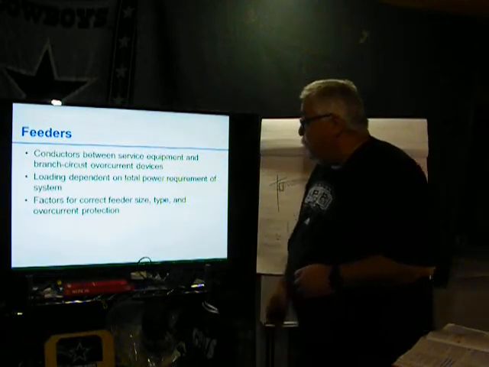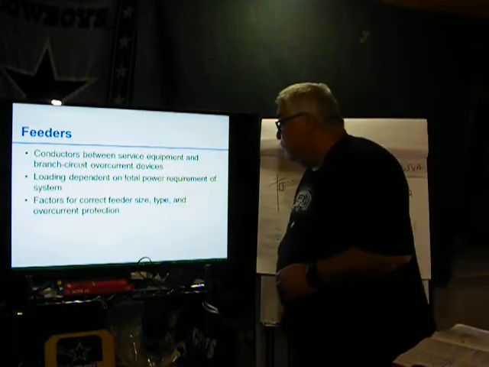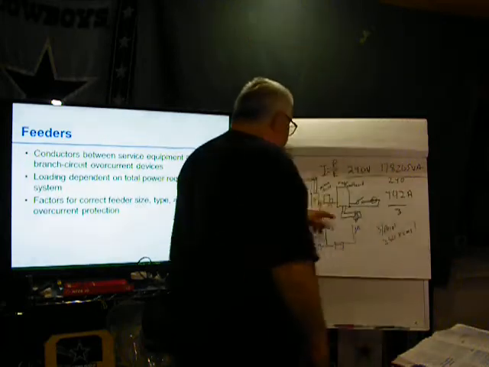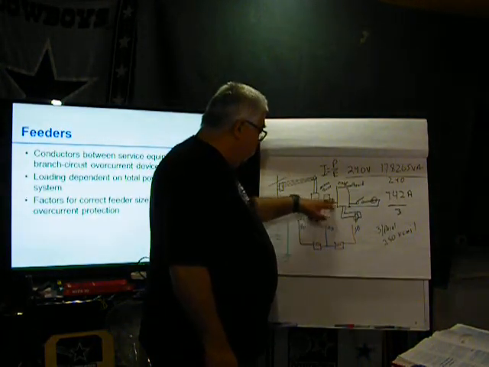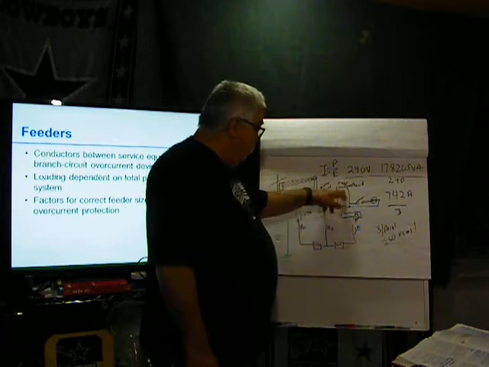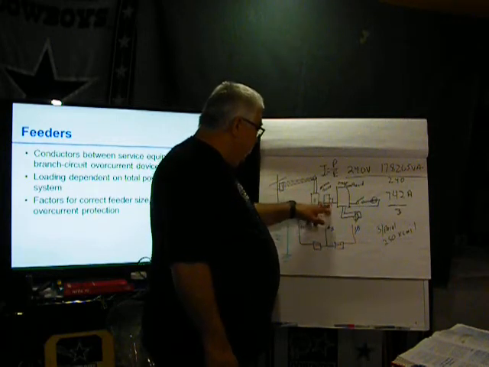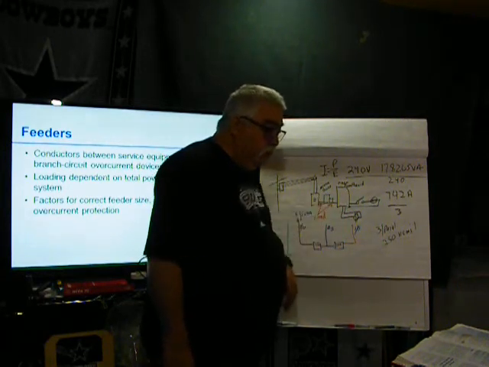Get back here. Conductors between the service and the equipment. Branch circuit overcurrent device. So again, here's our branch circuits. Here's our feeder. This has to carry whatever's in this panel, has to be carried by the wires going back to the meter.